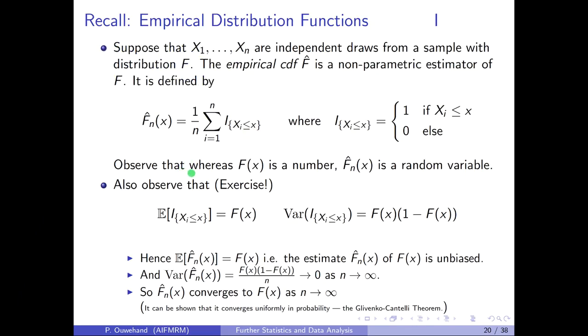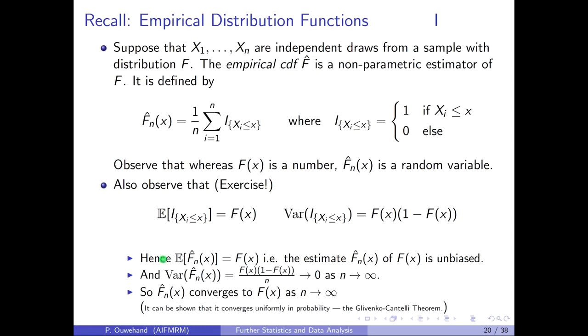Now observe that the value F of x is just a number, F is just a function, whereas F hat of x is actually a random variable because it's a sum of random variables. Also observe, and I will leave this as an exercise, that the expected value of the indicator is just equal to F of x, and the variance of the indicator is the product of F of x with 1 minus F of x. This is a simple exercise which involves the means and variances of discrete random variables.